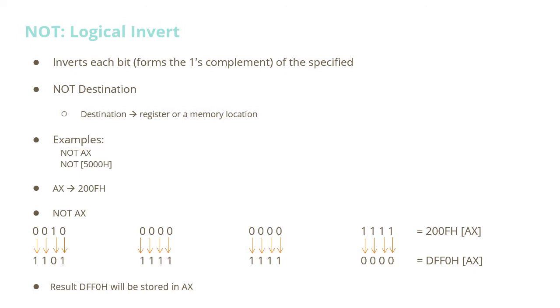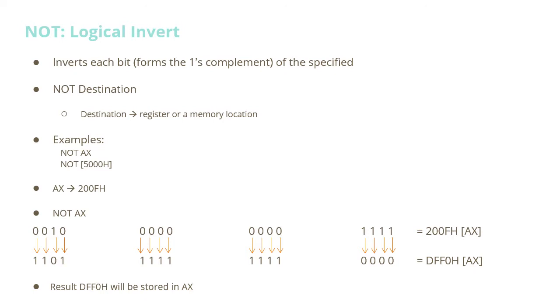Next is the NOT instruction, which performs a logical invert operation. This instruction inverts each bit, that is, the ones complement of the corresponding bit will be taken and it will be stored in the destination itself. The format of this instruction is NOT destination. The destination can be a register or a memory location. The example of this instruction is NOT AX, where the bitwise ones complement of the data present in the AX register will be put in AX itself.